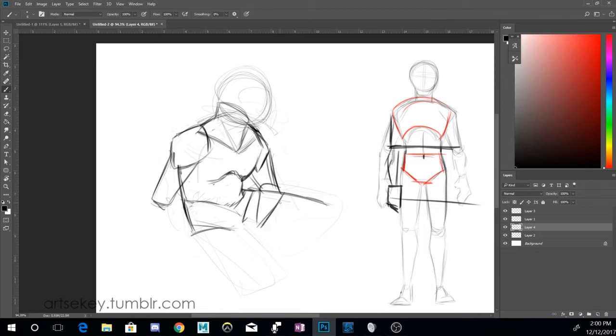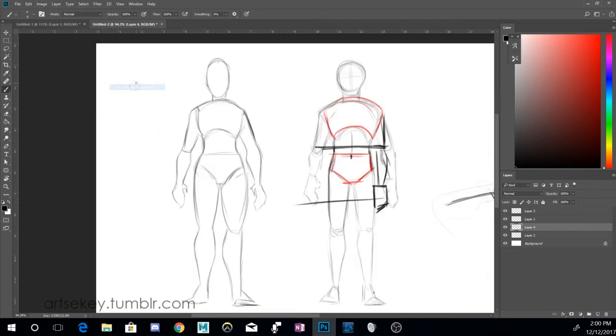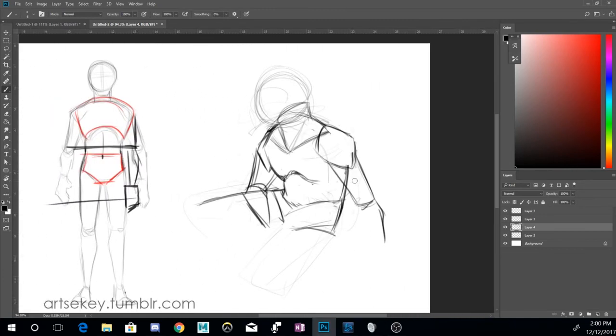So, say he's leaning his hand there. Say he's leaning his arm back. There we go. That seems more natural. As for the rest of the arms, I'm not adding any muscle right now. These are just tubes that are placeholders.